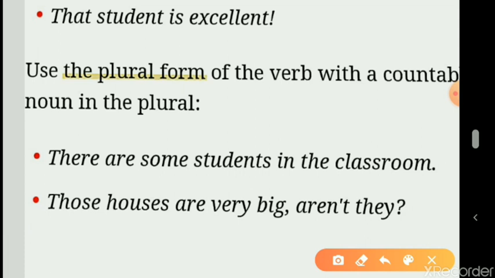Let's look at the example. There are some students in the classroom. In this sentence, students is plural, so with students we are using are, isn't it? Those houses are very big, aren't they? Now, houses plural, we have used are. So, you need to remember singular noun के साथ singular form of verb, plural noun के साथ plural form of verb. Is, was with singular nouns, and are or were with plural nouns.